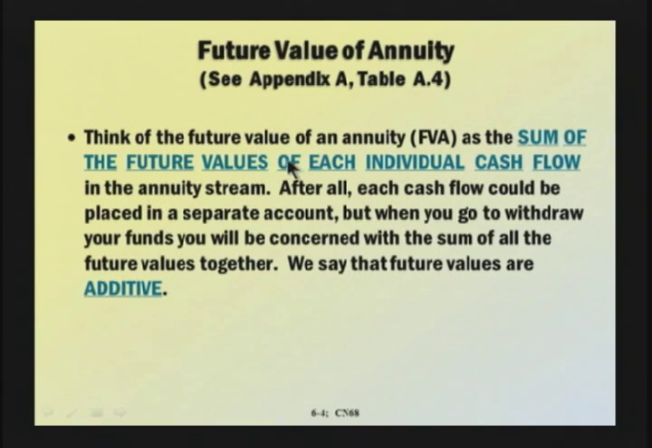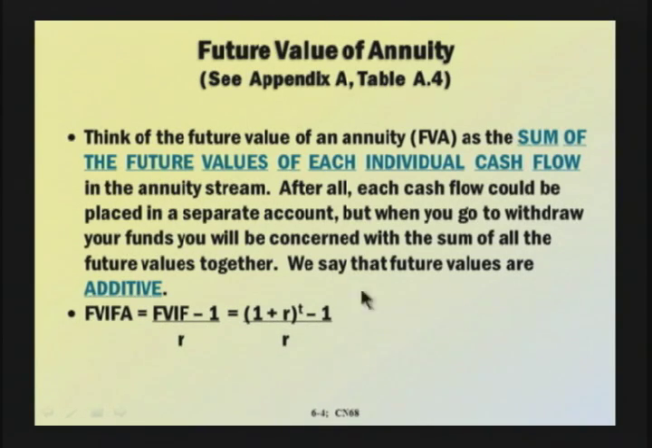Future value of an annuity is simply the sum of the future values of each of the individual cash flows in that annuity stream. Like the $100 and $500 cash flows on the irregular example, we just discounted them separately and added them up. In an annuity, we would do the same thing. We would just discount all of those cash flows separately and add them together, and that would give us the future value of the annuity. So we say future values are additive. We just add them up, and that gives us the future value of the investment.